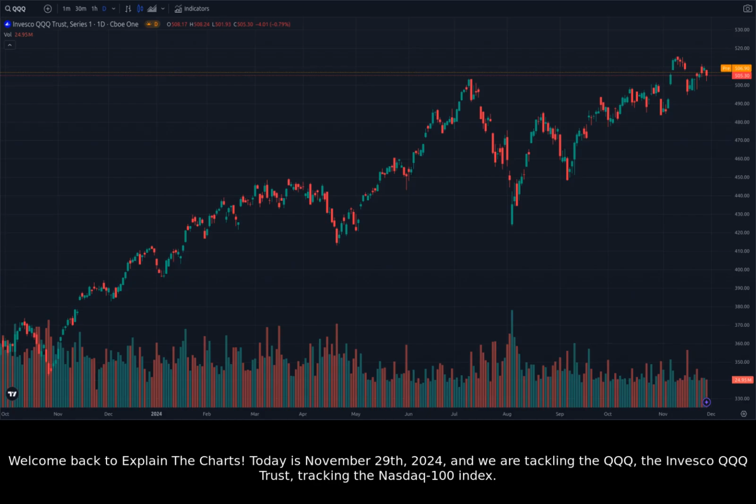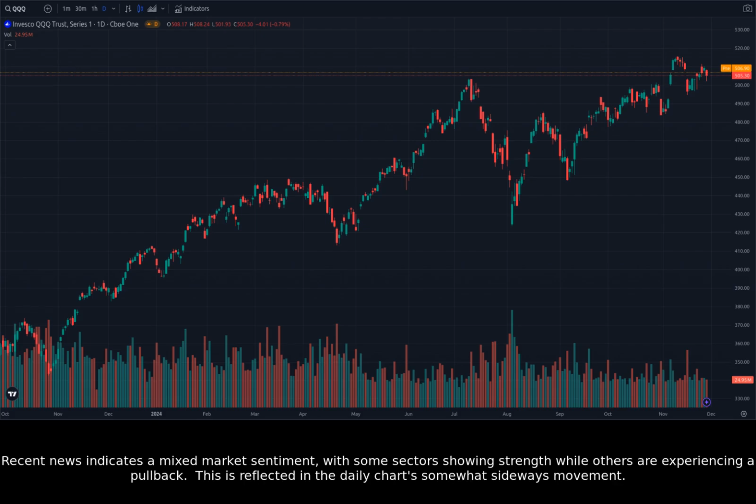Today is November 29th, 2024, and we are tackling the QQQ, the Invesco QQQ Trust, tracking the Nasdaq 100 index. Recent news indicates a mixed market sentiment, with some sectors showing strength while others are experiencing a pullback. This is reflected in the daily chart's somewhat sideways movement.